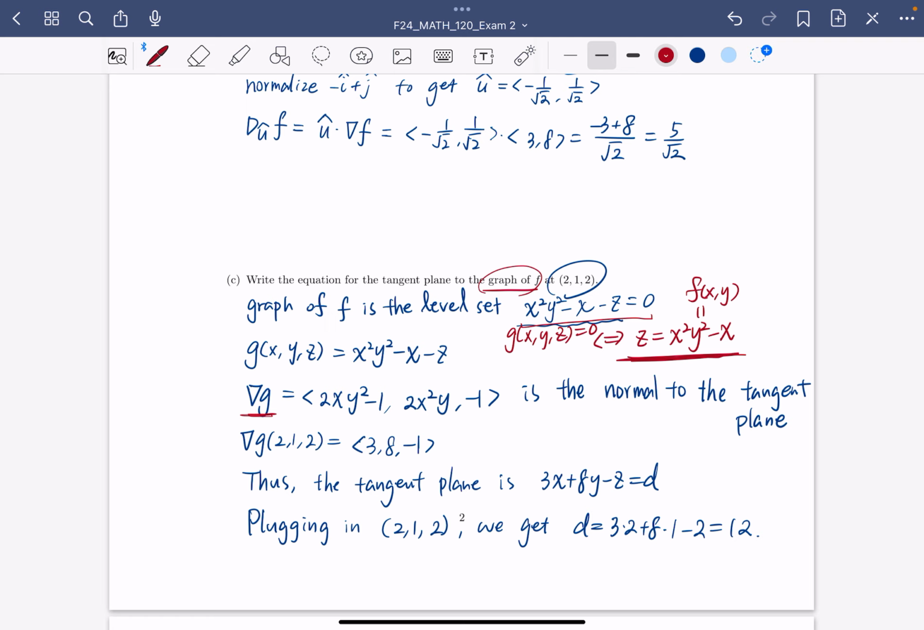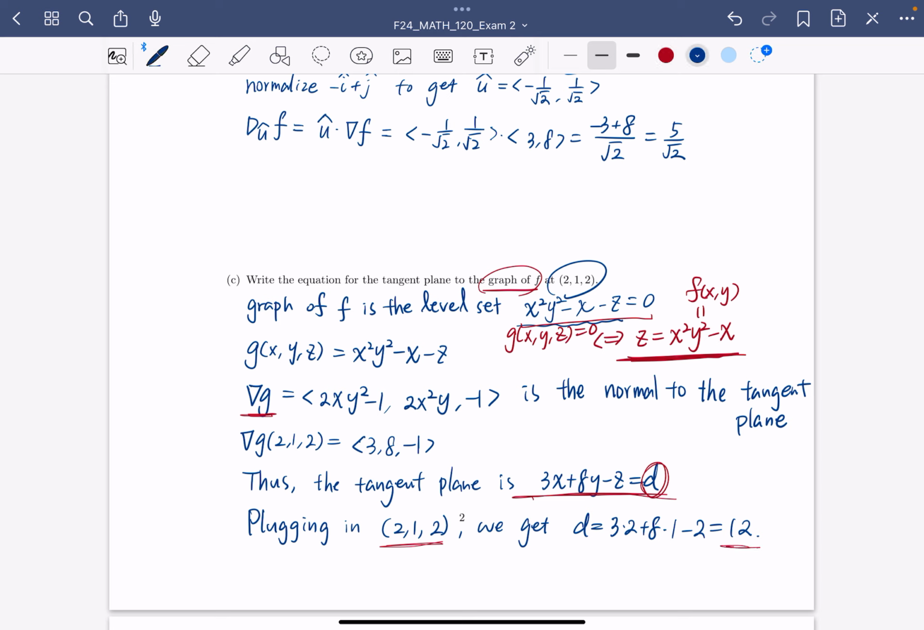So after computing this gradient of g, we can compute the tangent plane is of the form like this, but there's also one missing constant that we don't know yet by just knowing the normal to the tangent plane. So the final thing we do is to plug in a point on the graph of f. Then we know that d equals 12 here.